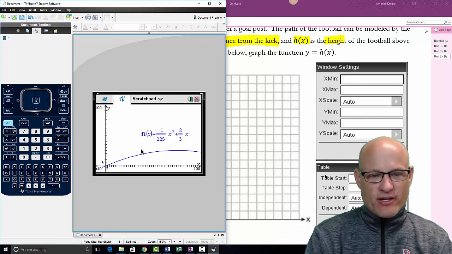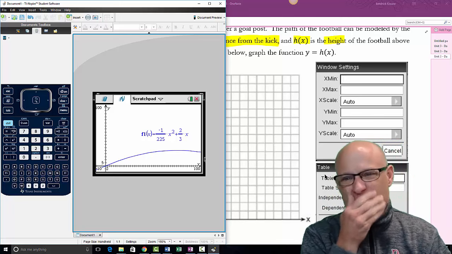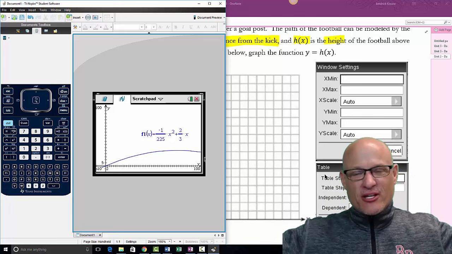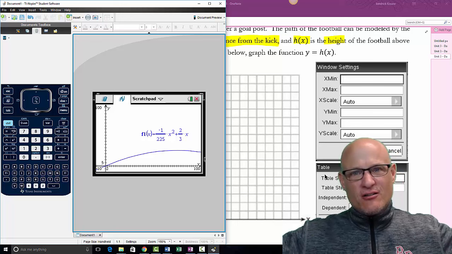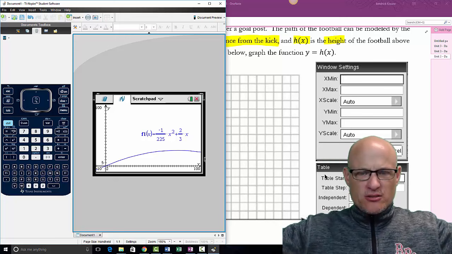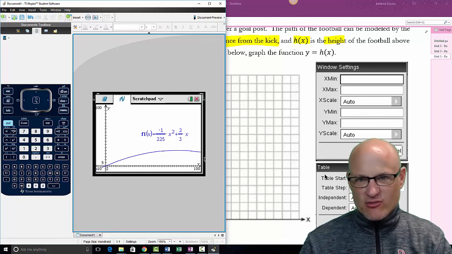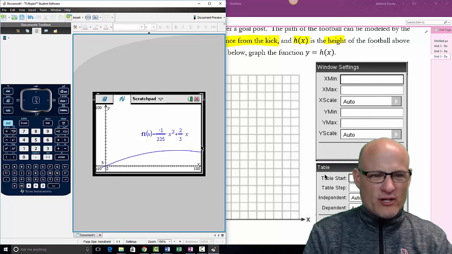Okay, so I know I don't need 100. It looks like maybe I only need like a third of that, so I'll go with 50. But why can I not see that? A football field's only 100 yards long. Wait, 100 yards is 300 feet. So if it kicks at 70 yards, that's really like 200 feet. So maybe I want 200 feet.